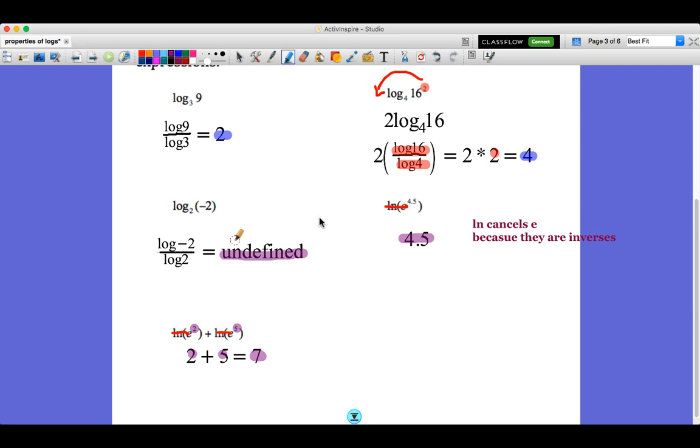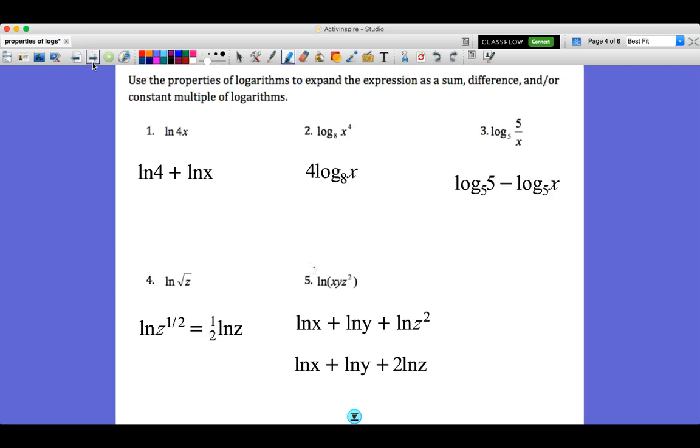All right, so now we're going to get into the actual properties and expanding and using them. So anytime it says expand, so when we flip to the third page here, it says use the properties of logarithms to expand the expression as a sum, difference, and or constant multiple of logarithms. When you're looking to expand, you're usually going to have more than one log or ln in your answer. So more than one log or more than one natural log.